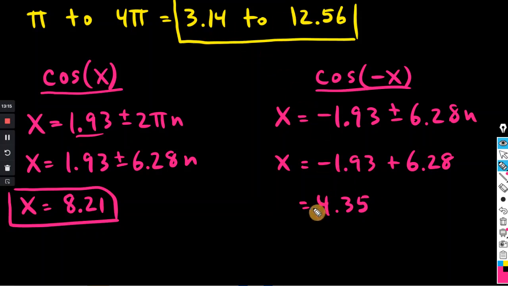That's in the range. That works. What if I add 6 again? Well, it's going to be 10 something. That will be in the range. So let's try 435.